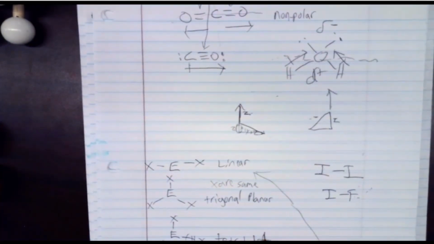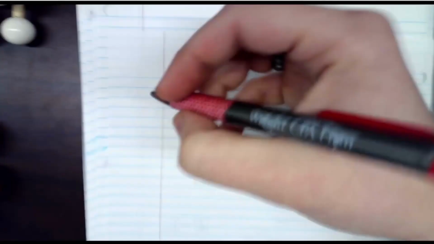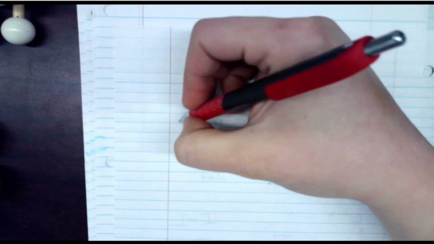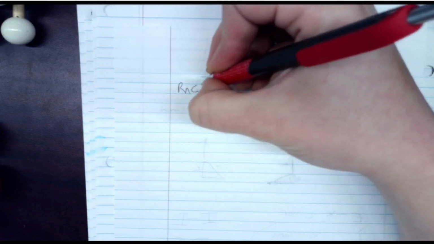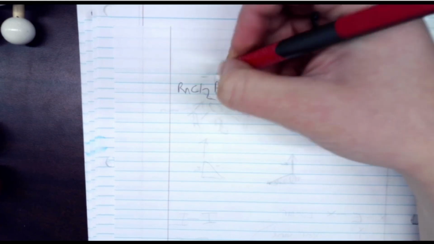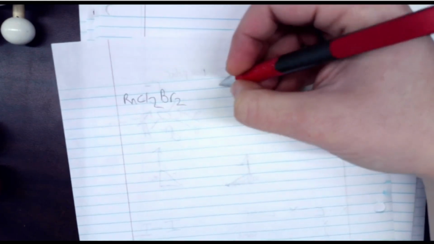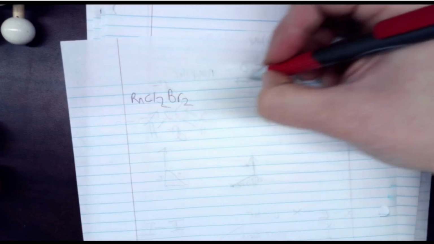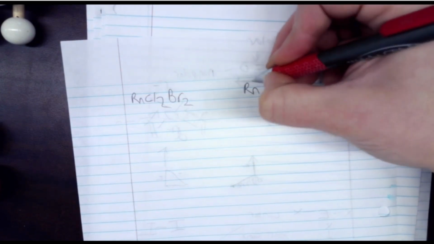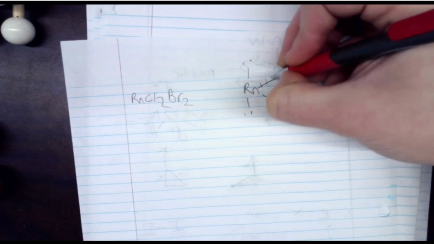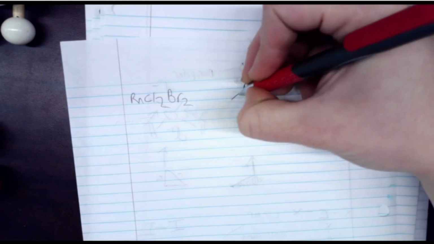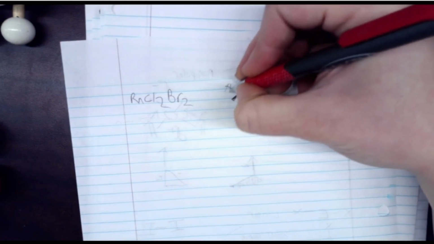I often ask on the test, draw a structure that is polar and one that is non-polar. Say, for example, a square planar thing. So Rn, I've asked this one in the past: Rn, Cl2, Br2. Draw one. The basic structure will be Rn, lone pair, square, it's going to be a square planar.